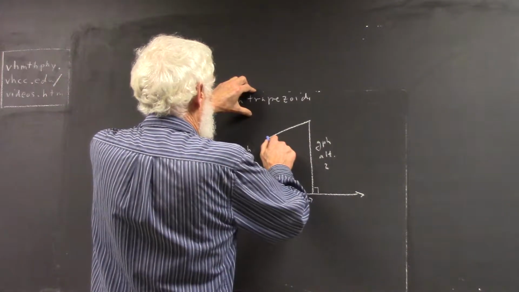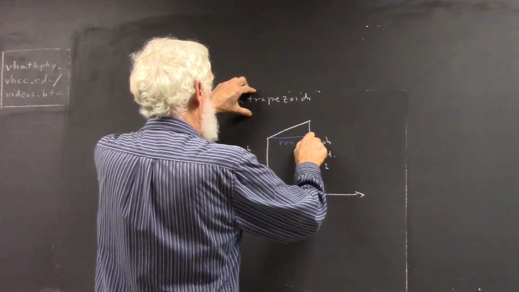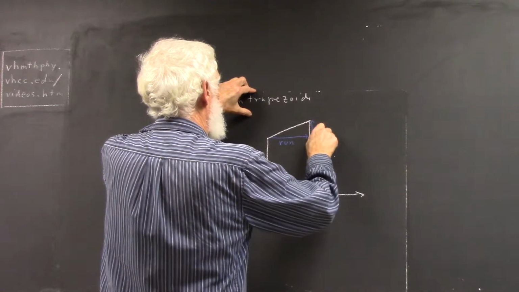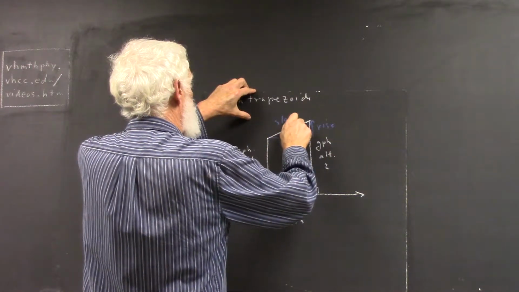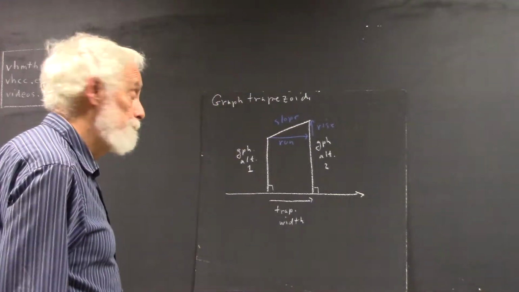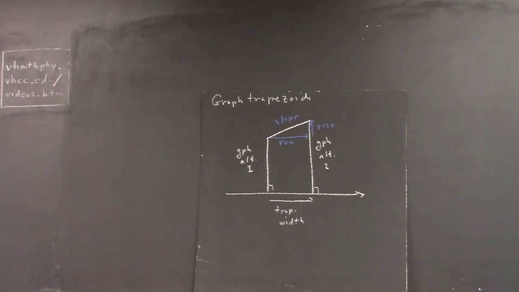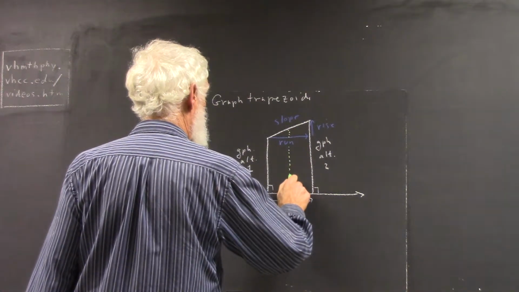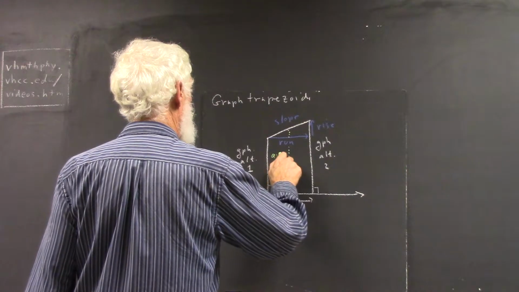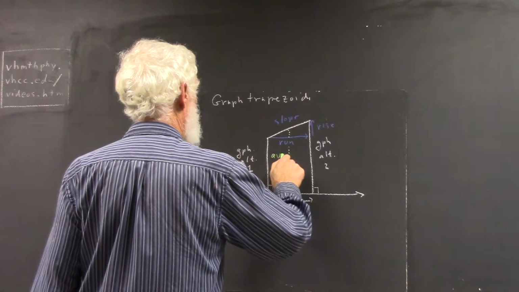has other quantities associated with it, like a run, a rise, and a slope. Now, the picture's going to get a little messy, so let's use a different color for the average graph altitude.